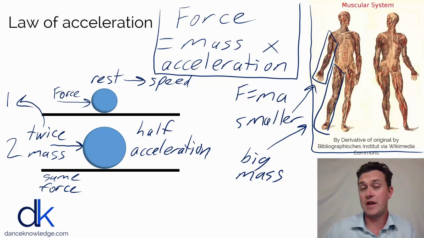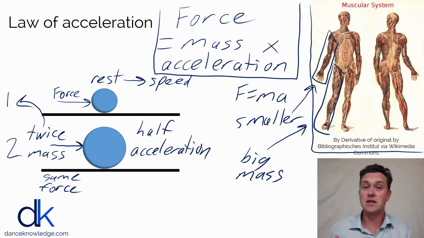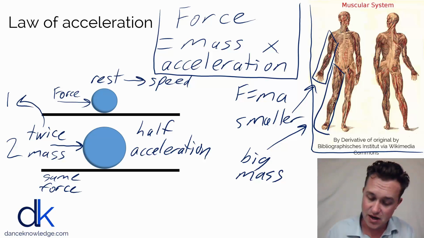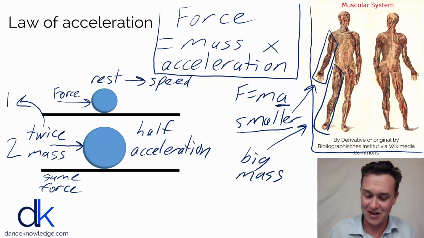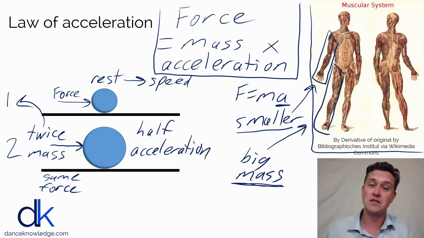So just like with our whole body and with our balls, bigger masses need bigger forces to produce the same movement. Or if we apply the same force to the arm and the leg, because the arm is smaller, it's going to have more acceleration than if we apply the same force to the big mass, the leg. So bigger things need more force to move than smaller things. This is really the crux of the law of acceleration.